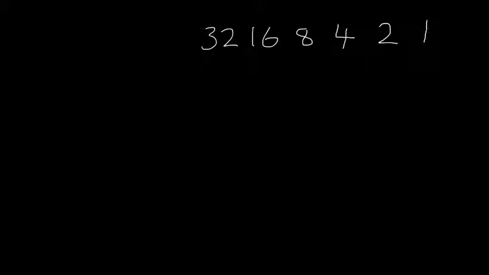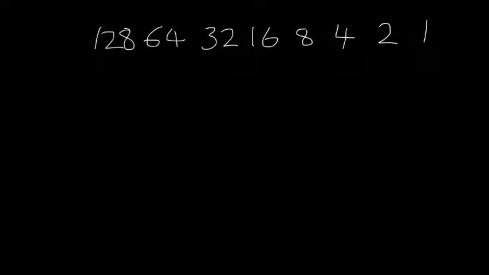2 times 16 is 32. 2 times 32 is 64. And finally, we're going to finish on 2 times 64, which is 128. So you should have 8 numbers, 8 decimal numbers up there. So 128, 64, 32, 16, 8, 4, 2, 1. And that's the framework we're going to use.